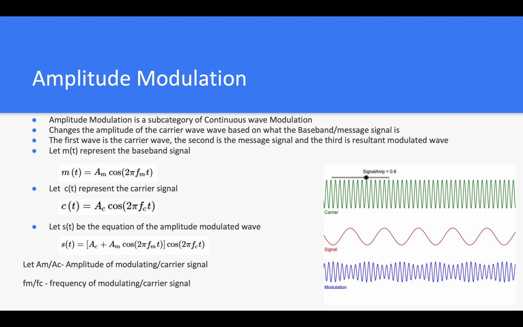Amplitude modulation changes the amplitude of the carrier signal in accordance to the baseband signal. The m(t) equation represents the baseband signal. The c(t) equation represents the carrier signal, and the equation for the amplitude modulated wave is given by s(t). We can see that the amplitude modulated wave is made from the baseband and carrier signal because the equation s(t) is a combination of m(t) and c(t).